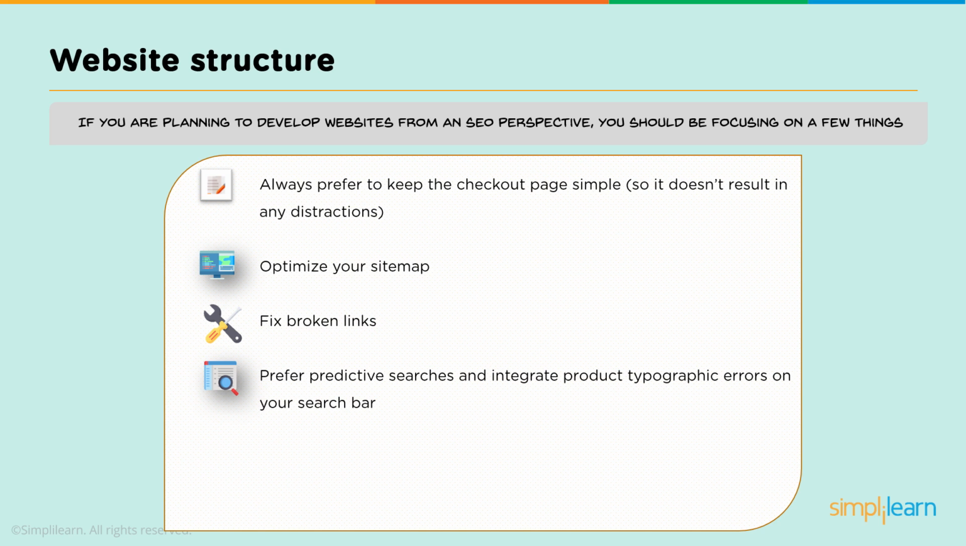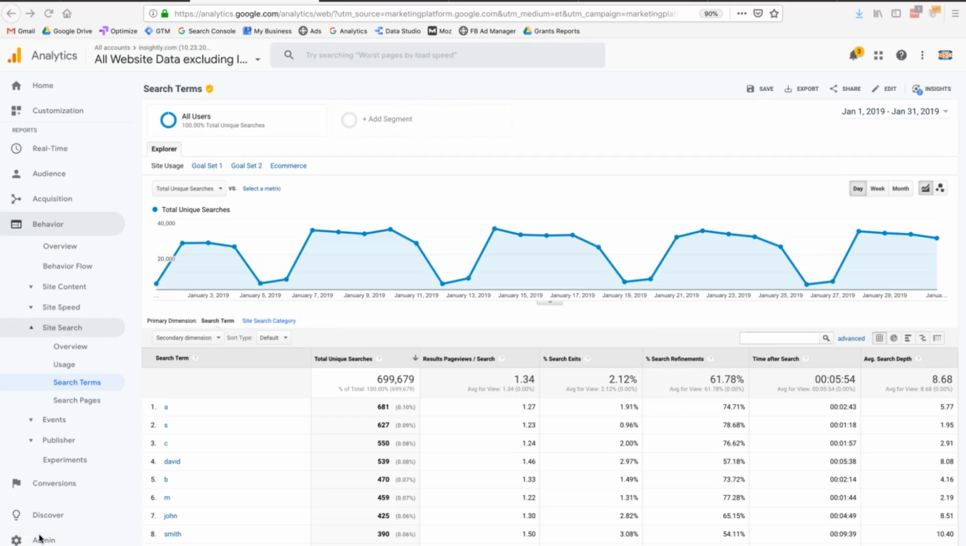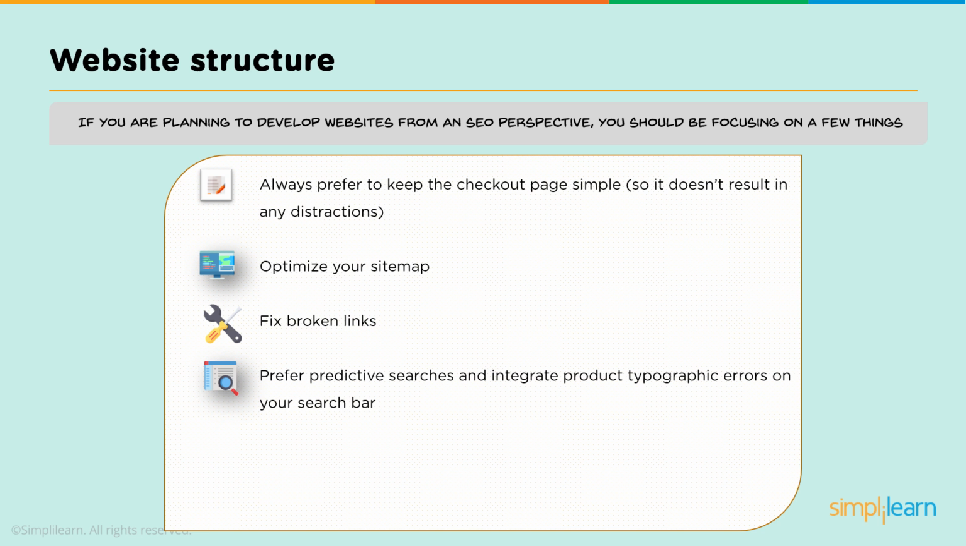So that means maybe going into Google Analytics and looking at the search terms report. So we can go into analytics and look at search terms to get a sense of what people are searching for. But, when we talk about integrating product typographic errors, we're talking also about fonts. So we want to make sure we're using the latest fonts so that we don't run into any issues on our website, people not being able to read based on a specific font that you're using.